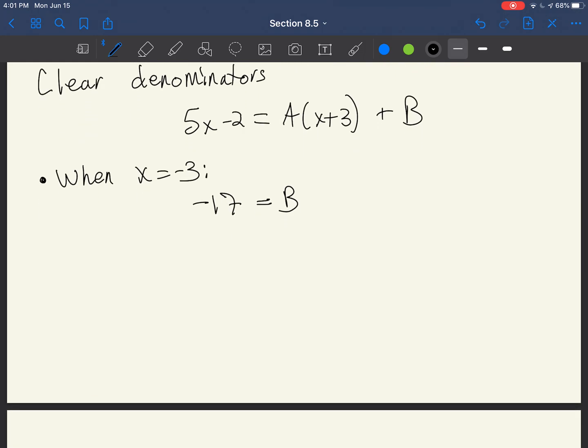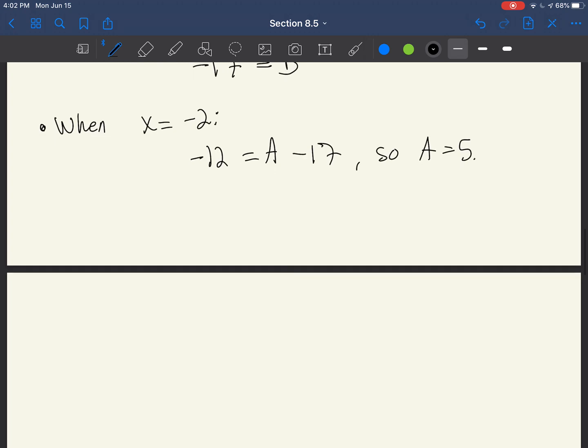You then need to pick another value to figure out what a is. I'm going to just do this. When x equals -2, you can pick any value here, I just chose x equals -2. That would be -12 equals a. I chose it so I would just get 1 power of a, plus b, which is -17. So a equals 5.